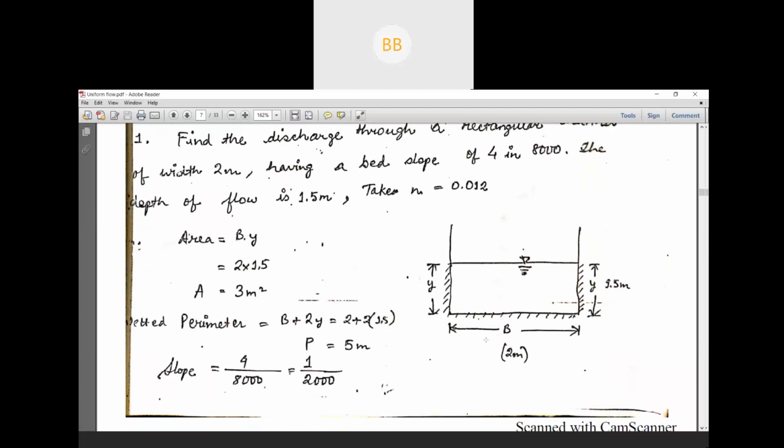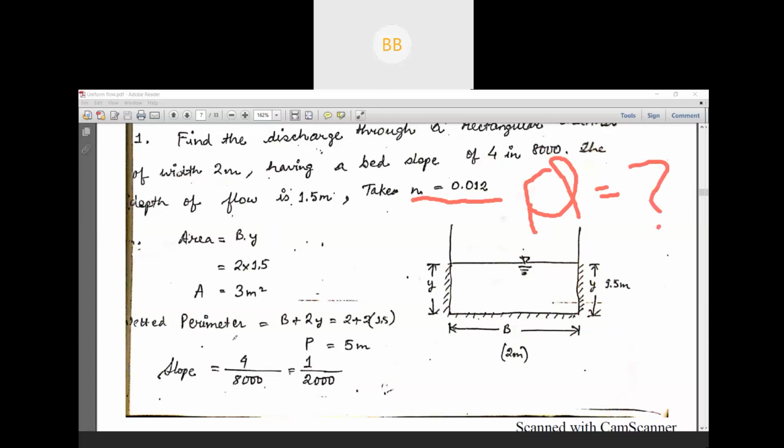So this is your rectangular channel. The width of the channel is 2 meter. The Y value is 1.5 meter. Manning's coefficient is given, 0.012. So these are the given parameters, and we need to find out the discharge, Q.